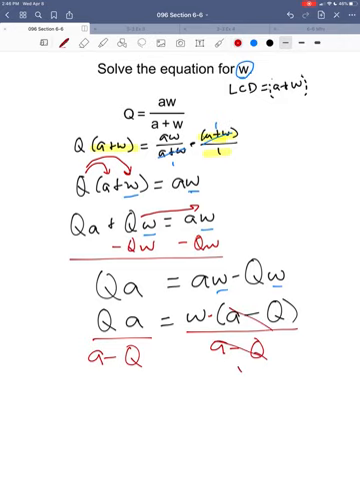These cancel out, so I get Q times A over A minus Q equals W.